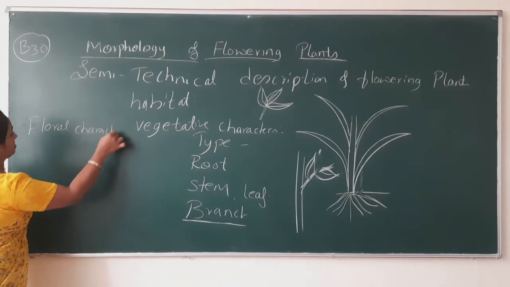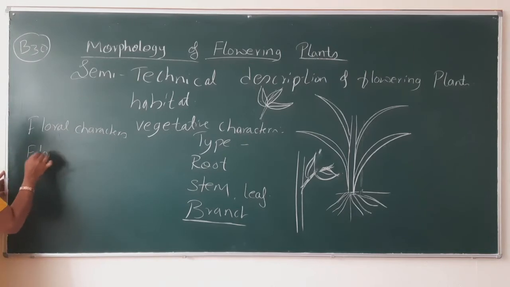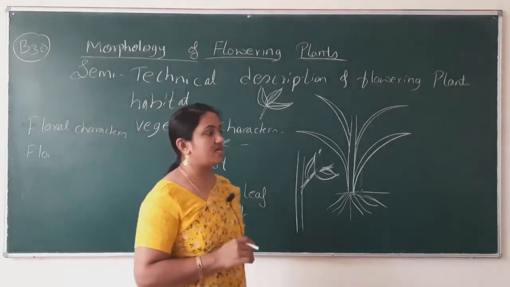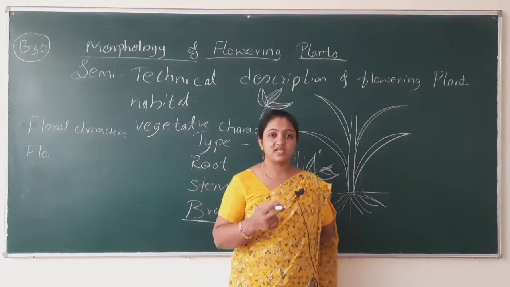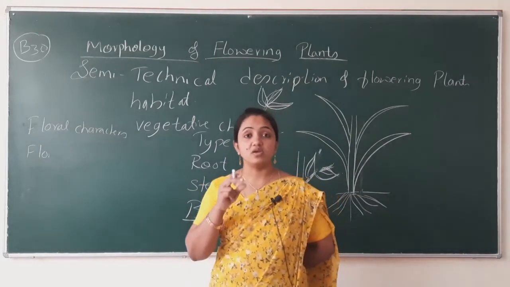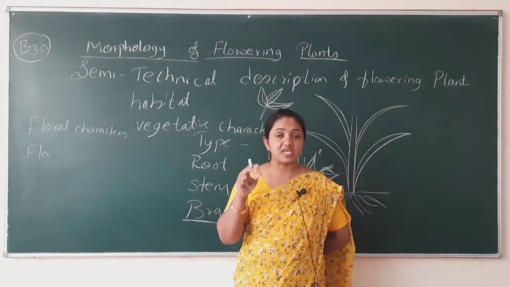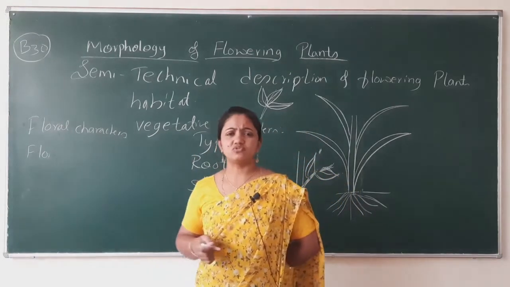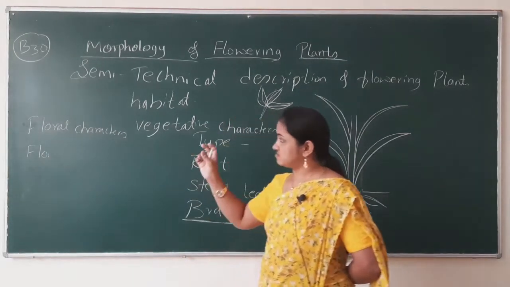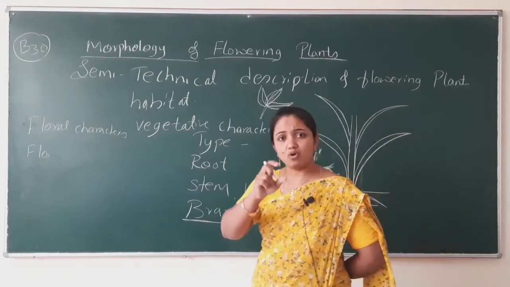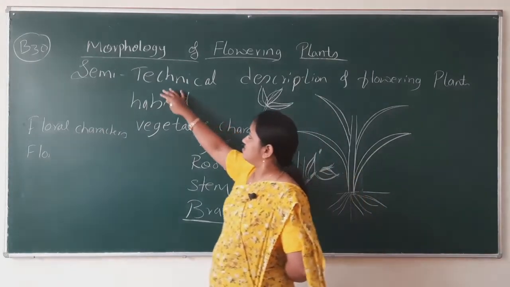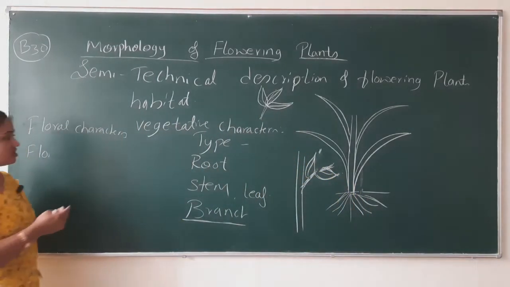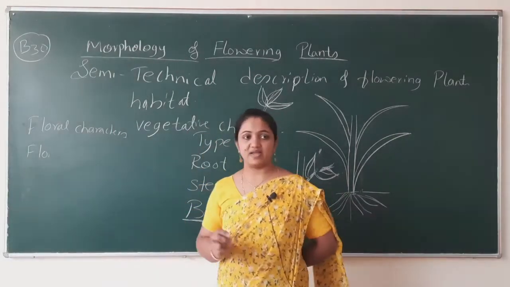Now coming to the floral characters. The floral characters are as follows. In the floral characters, what you have to do? You have to describe the flower. Right from the bract, and then calyx, corolla, androecium, gynoecium, how many carpels are present, how many stamens are present. All these things you have to describe, but writing all of it looks somewhat difficult and complex. To avoid lengthy answers, you have to write in symbols how to explain a particular character in the flower. I'll write that shortly.